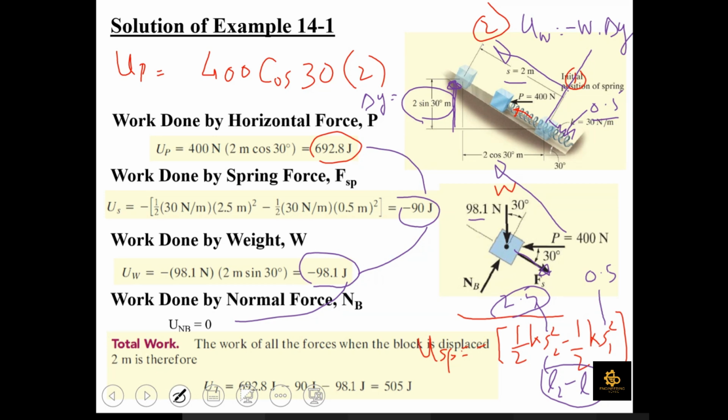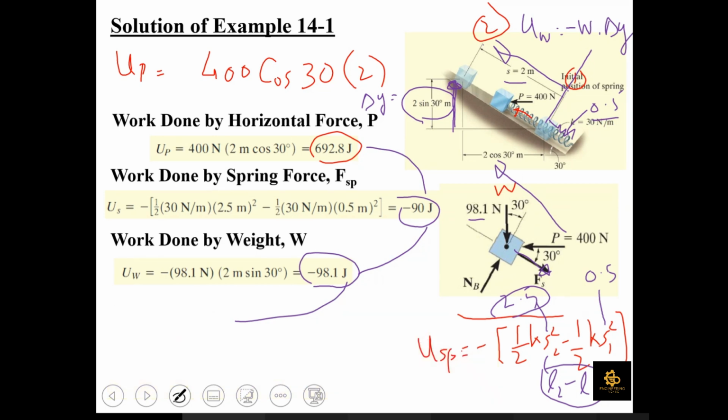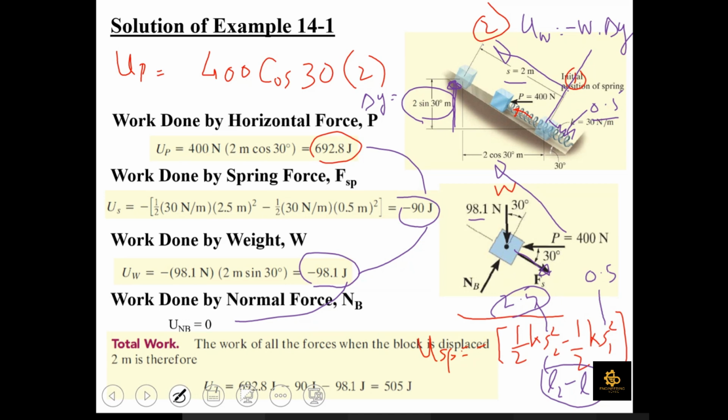Now just a little change. Okay, if the surface is not going to be a smooth surface, then what should be the direction of force of friction then?